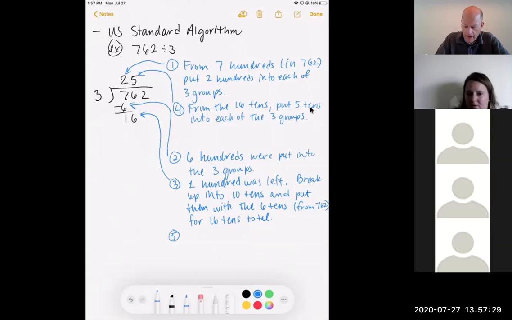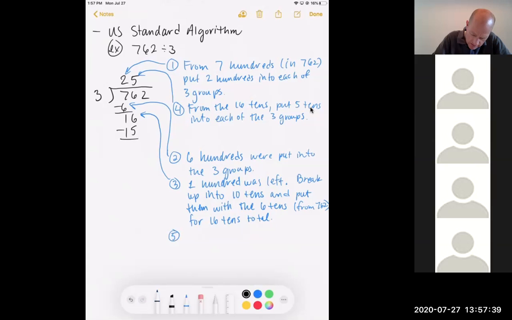So when we've put 5 into each group, we haven't used all of our 16 tens yet. We've only used 15 of them. That's what we're going to note down here, because that's what the 3 times the 5 is. And we make a note that 1 ten was left. Okay, and we're going to break up the 10. So that's describing what it means to bring down this 2.